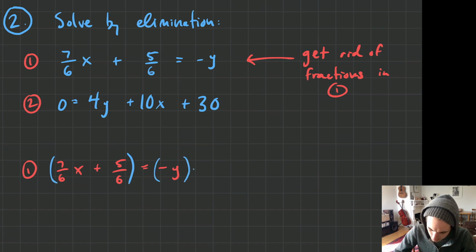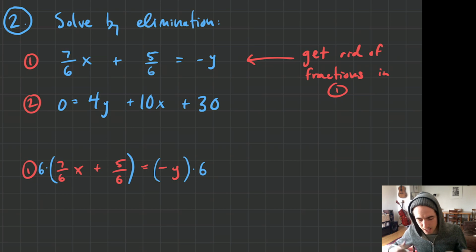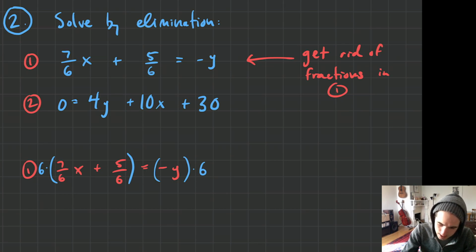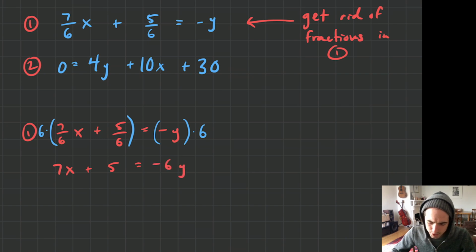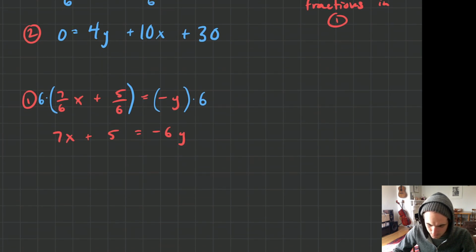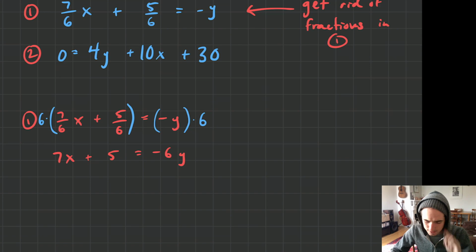So if I multiply both sides by 6, I've got 6 times that and 6 times that. I'm manipulating the equation, but I haven't broken any rules. I've multiplied both sides of the equation by 6, so that's fine. That gives me 7x plus 5 equals negative 6y. That's so much easier to work with. And I'm going to manipulate it a little bit more. I'm going to put all the x's and y's on the same side, and all of the rest on the other.